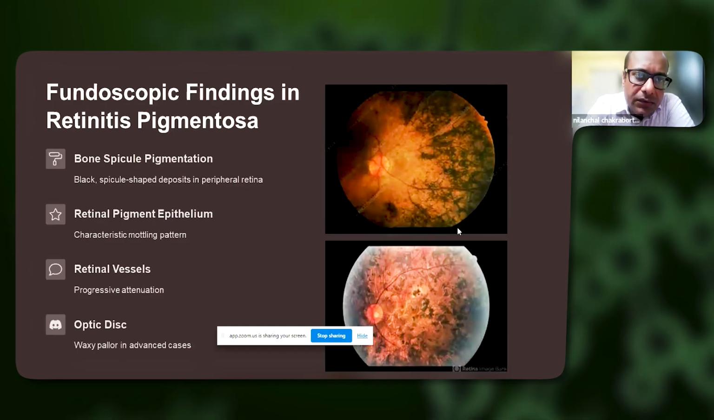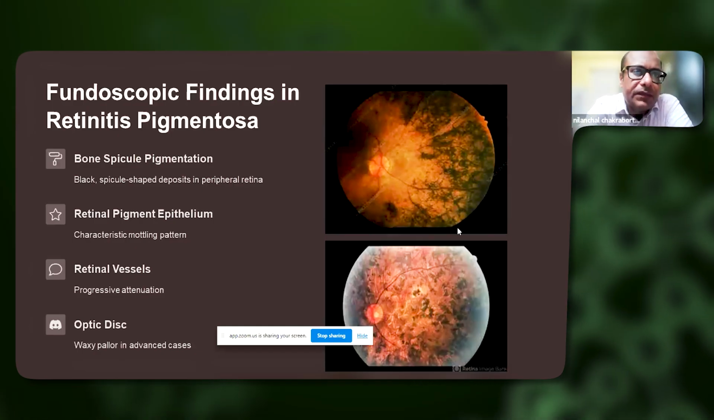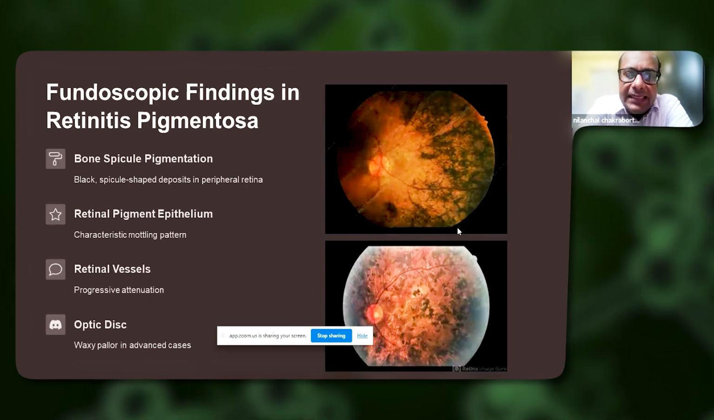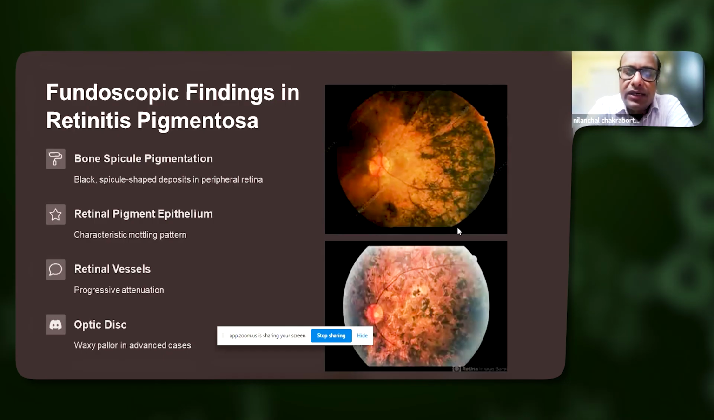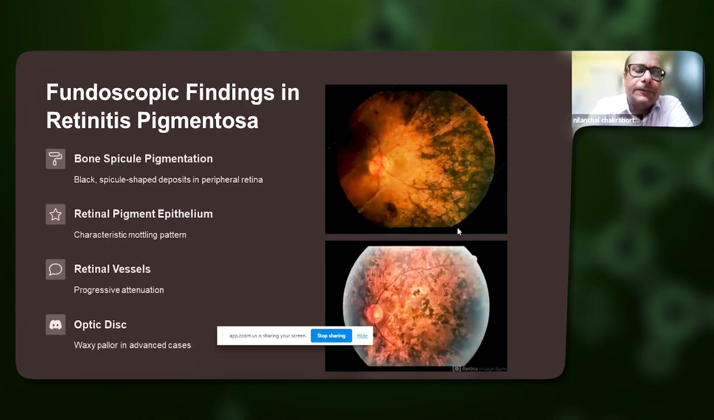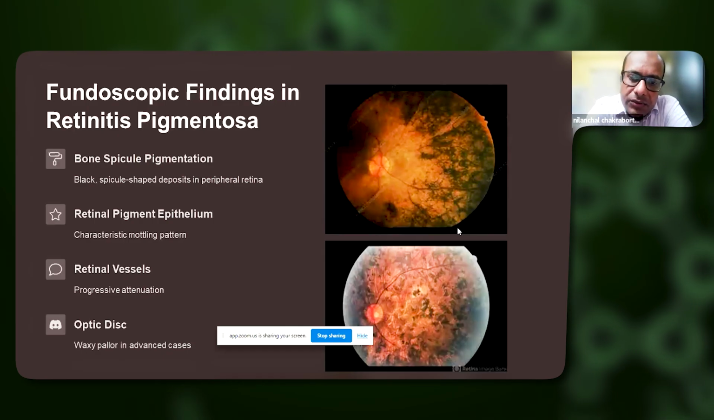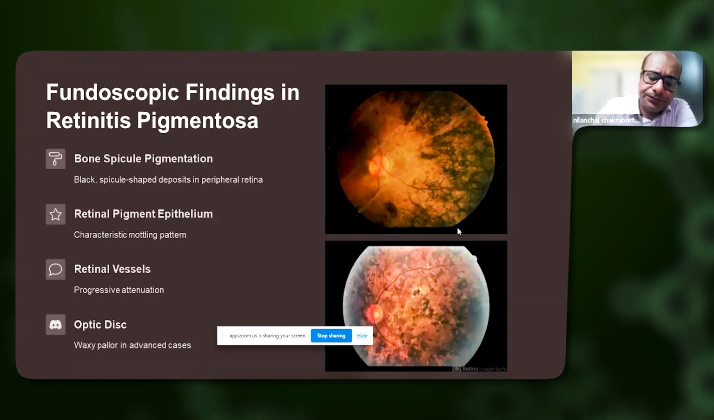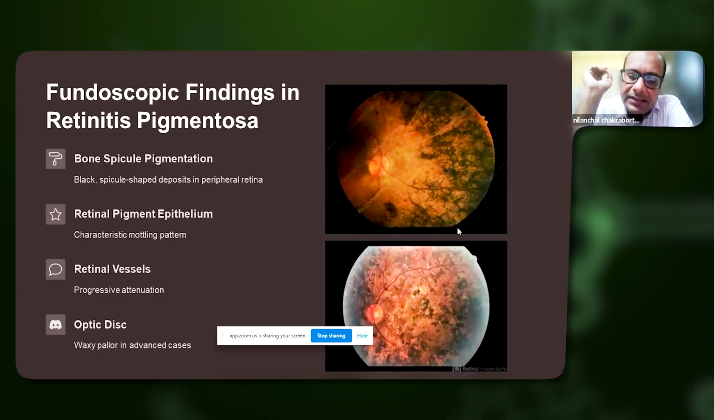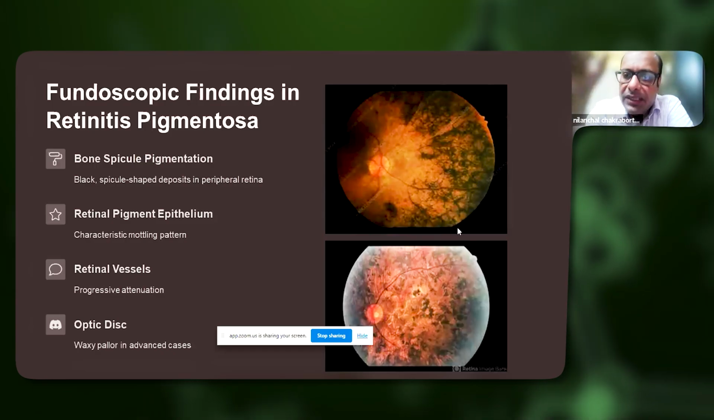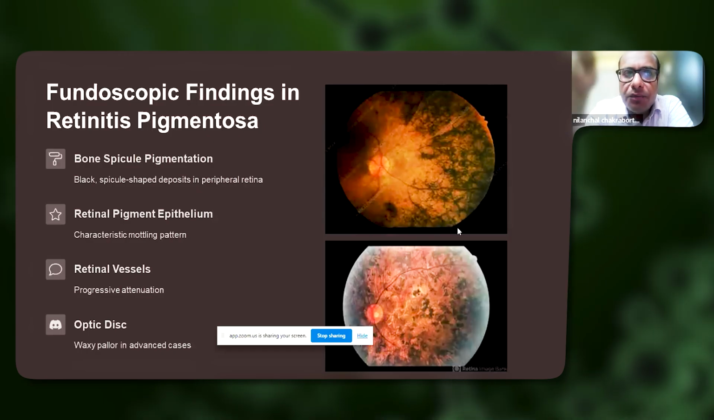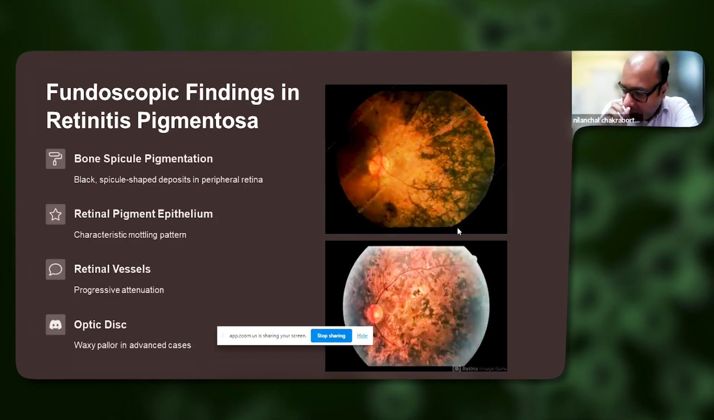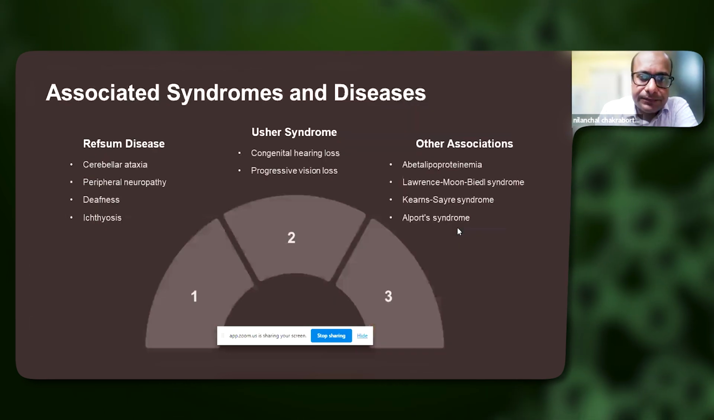feature like bony spicule-shaped deposits in the peripheral retina, mottling pattern appearances, and progressive attenuation of the retinal blood vessels, not a rapid narrowing, not hemorrhages. So rule out vascular pathology, which occurs more suddenly rather than a progressive loss of vision. So night blindness and tunnel vision are pathognomonic, with bony spicules in the fundoscopic finding featuring retinitis pigmentosa, which is a progressive loss of vision over a few weeks or months.